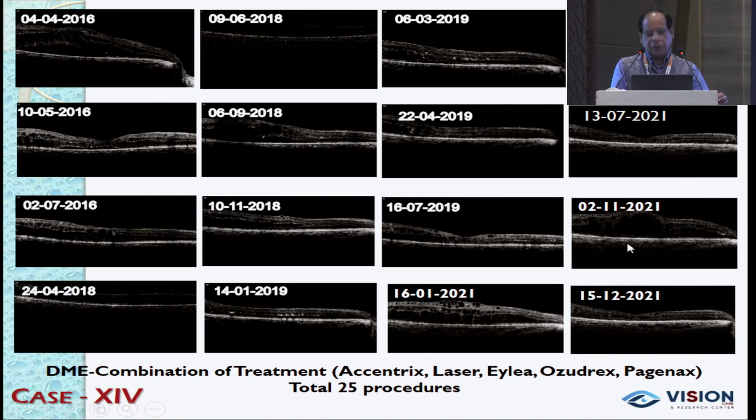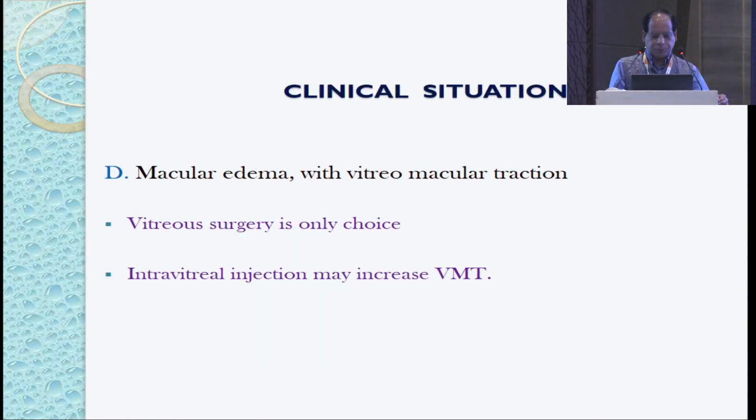Although at that time it was not approved for DME, which it now is, since he had become my friend over 7 years, I discussed all the pros and cons with him and gave him the Pagenax, and now he is on PRN Pagenax. Every 4 to 5 months we have to repeat the injection.